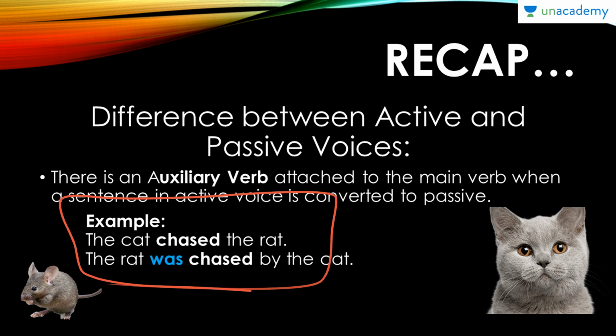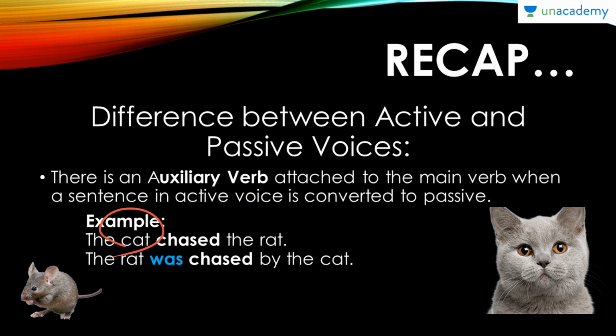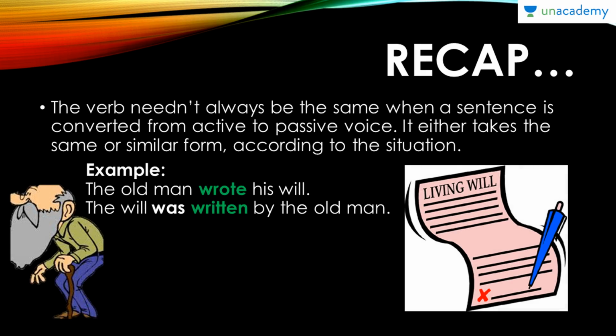The cat chased the rat. The rat was chased by the cat. Here the cat is our subject, rat is our object in the first sentence. That is an active voice. The rat here becomes the subject and the cat becomes the object in the second sentence. Chased remains the verb, but there is an addition, was chased by the cat, in the passive form of the sentence. So here was is your auxiliary verb. So that is the first difference between active and passive voice.